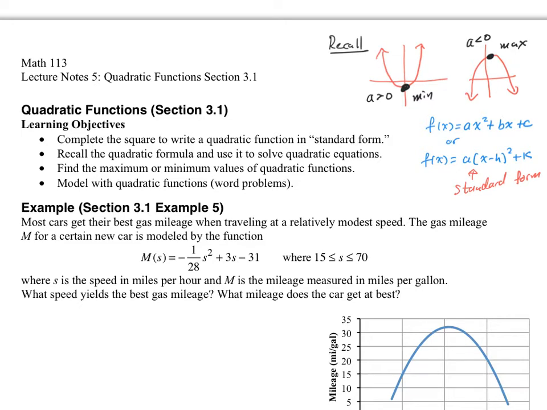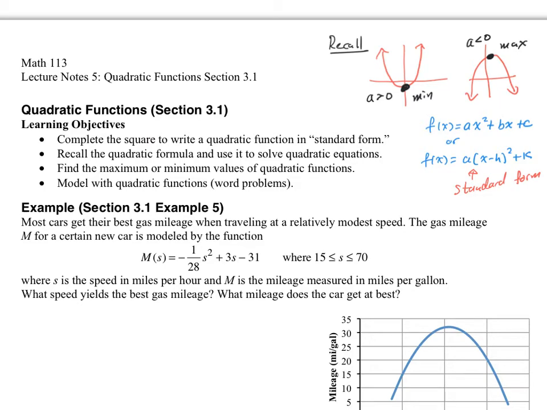So your main task in this week or in this lecture notes is to figure out how to find minimums and maximums. If they give you a graph, it should be obvious which one is the minimum and which one is the maximum. But if you have an equation, then the main task is to figure out how to find these values. And to do that, you're going to have to complete the square. And if you forgot how to do that, we will review it in a little bit.